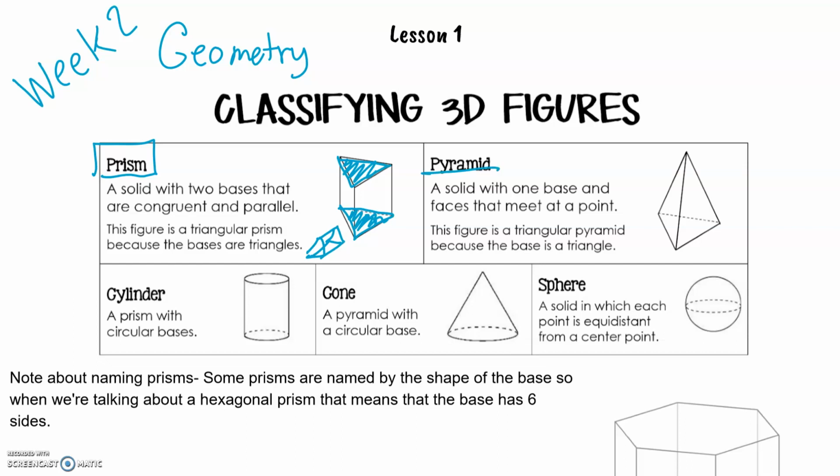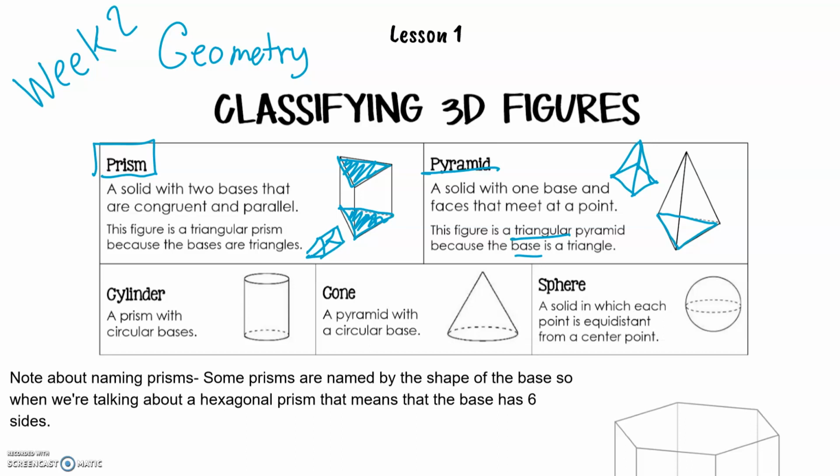Alright, so when we're looking at pyramids, there's a few different types of pyramids we could have. A pyramid is a solid with one base and faces that meet at a point. Okay, so we all know the great pyramids of Giza. So this is a triangular pyramid, but the Great Pyramids of Giza are actually square pyramids. They have a square base. And we could also have a rectangular pyramid. This one's specifically talking about the triangular base, so this is a triangular pyramid, but we could also have a square or a rectangular pyramid.